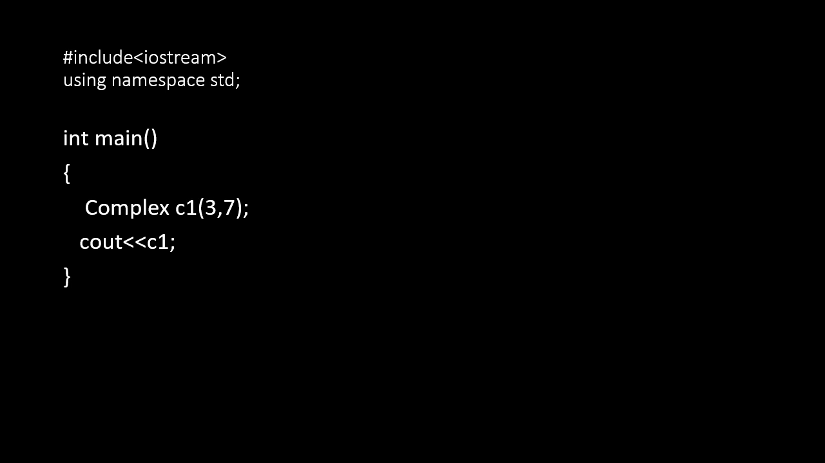Then how about displaying my own objects? When you write cout C1, what do you want as an output? The result I want on the screen is 3 plus i7. So C++ doesn't know how to display a complex number. So, can't I overload the insertion operator? Yes, I can overload it.